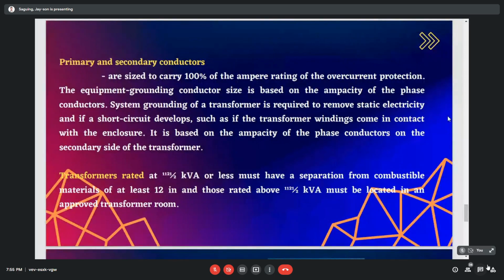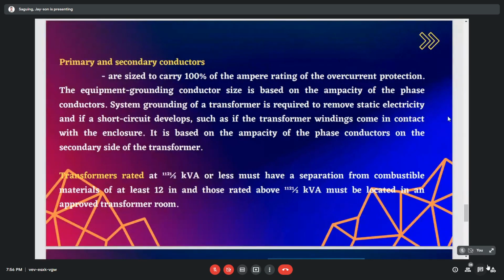Generally, transformers rated 112 1/2 kVA or less must have separation from combustible materials of at least 12 inches, and those rated above 112 1/2 kVA must be located in an approved transformer room.